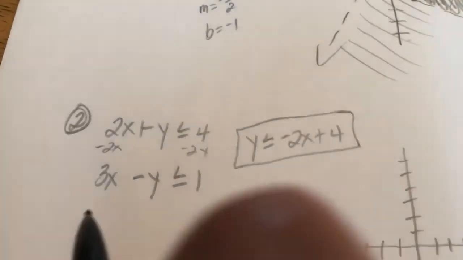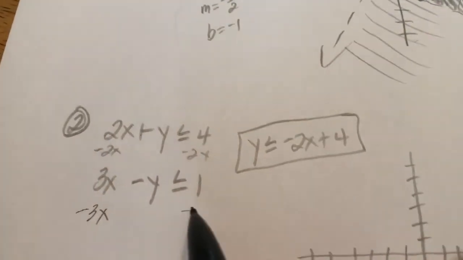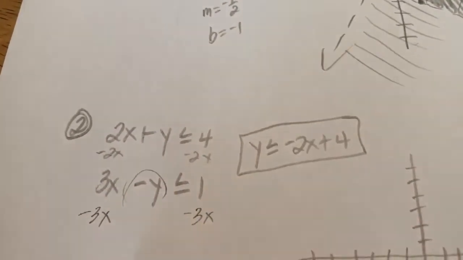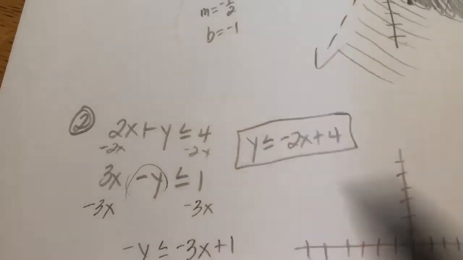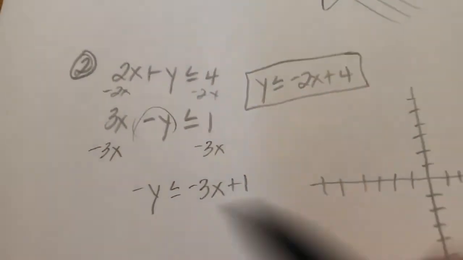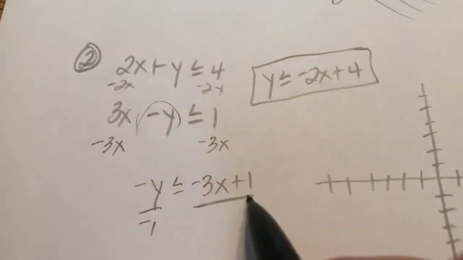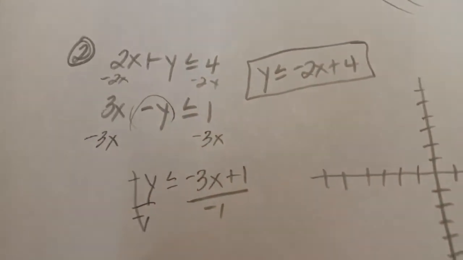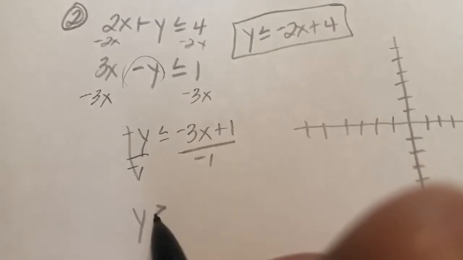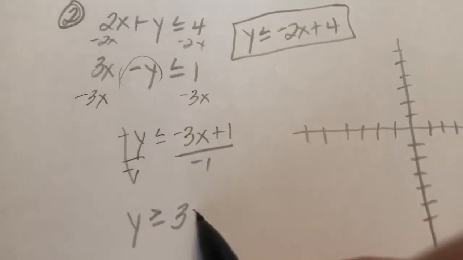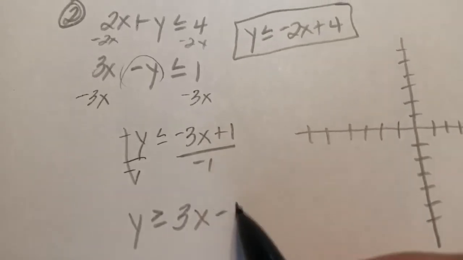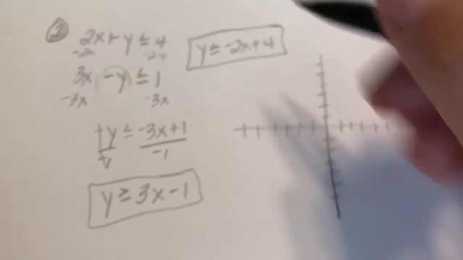For this one, though, I have to subtract 3x. Remember, this is a negative y is less than negative 3x plus 1. To get rid of that negative, we divide by negative 1. And remember, whenever we divide by a negative with inequalities, it's going to make it flip. So y is greater than or equal to 3x minus 1. So now we have our two inequalities.